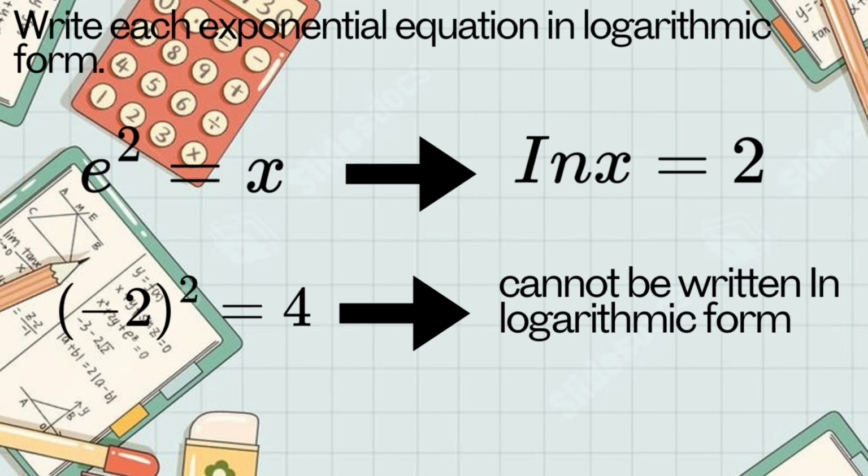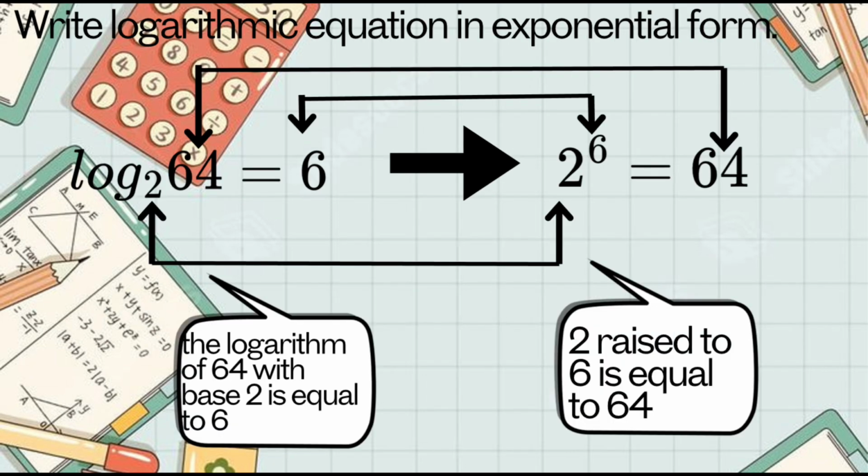For this one, we have e squared is equal to x, and if we write it in logarithmic form, we have ln x is equal to 2. It means that our base is e. Try to look at this one. We have negative 2 squared is equal to 4, and it cannot be written in logarithmic form because the base is negative.